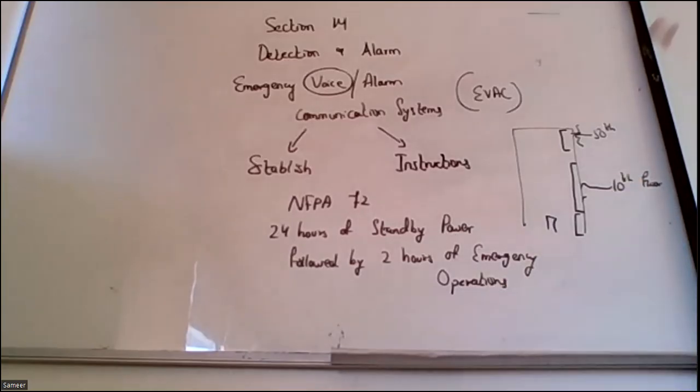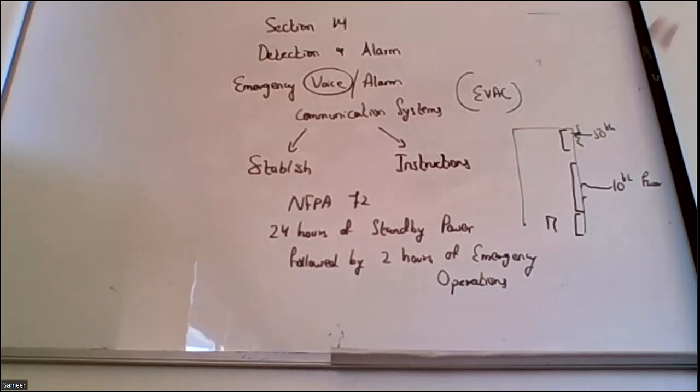Your wall ratings, 2 hours. Your door ratings, 2 hours. The water available inside the sprinklers, 2 hours. So all your operations, all emergency operations, whether it's firefighting, fire detection, or evacuation, should have a minimum of 2 hours of emergency operation. So this is the requirement for the evac systems.